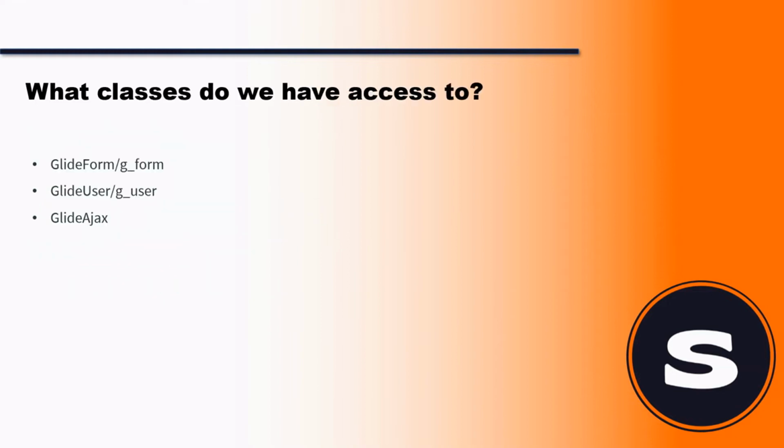And what are the classes that we have access to? In reality, these are things that we can use in the client script. So you might have heard of gform or guser before. These are classes that have different methods that we can access from the client side. Okay, gform, guser. I've also put GlideAjax in there as well, because this is another common one you're going to see.